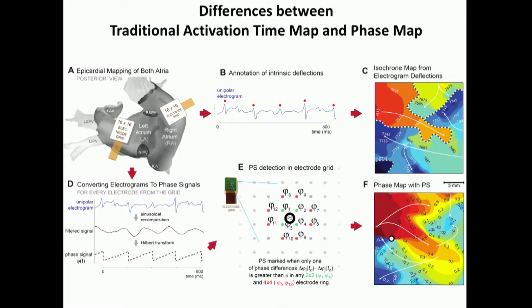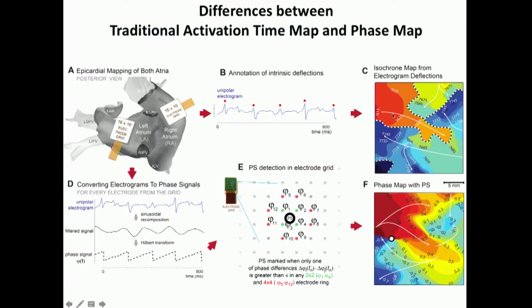Now, this is the workflow we have established. We do the direct contact mapping on the epicardial surface of the atria in patients undergoing open chest surgery. We then take the unipolar electrograms and do the traditional activation time annotation. And then we look at the conduction velocity and the conduction times, and we group the activations in waves, and we define lines of conduction block in order to separate different waves.